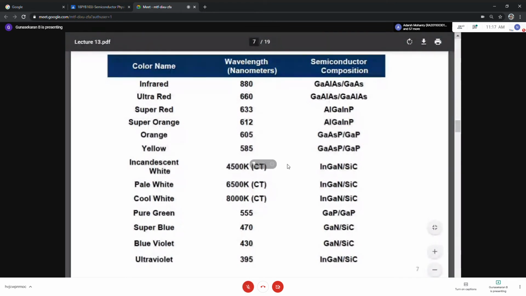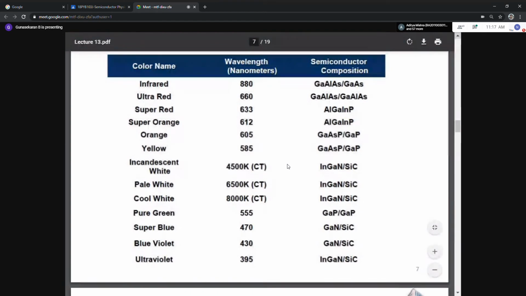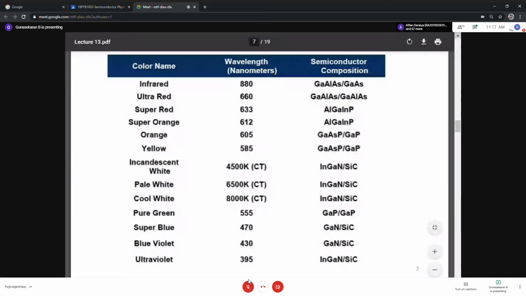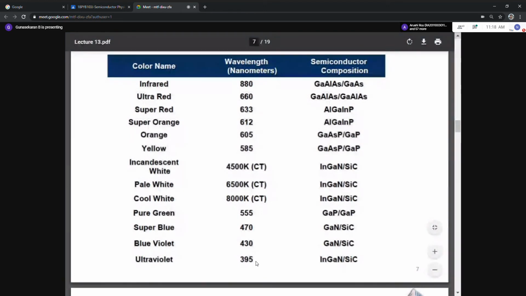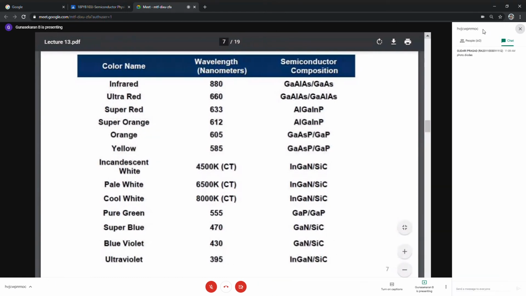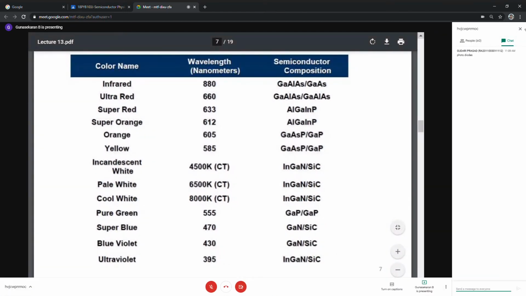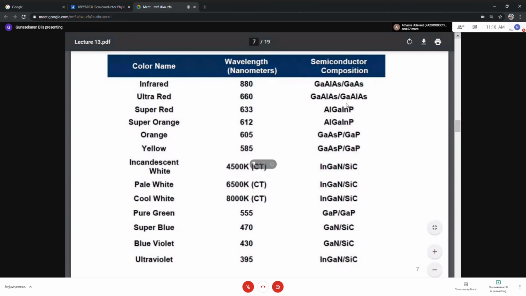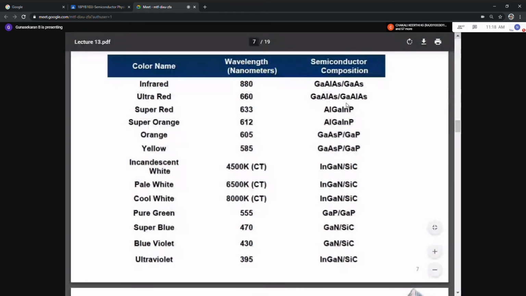For example, if you see the traffic signal, whether the green light is coming, the pure green at 555 nanometer is maybe made up of gallium phosphide. Or the yellow color, that is 585 nanometer, is also gallium arsenide phosphide. Here, GaP is gallium phosphide or gallium arsenide phosphide. And the red color, pure red, super red, is again aluminum gallium indium phosphide. So different LEDs are formed and different color combinations are coming.